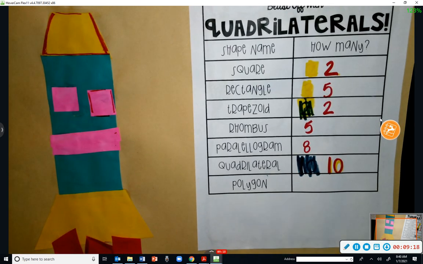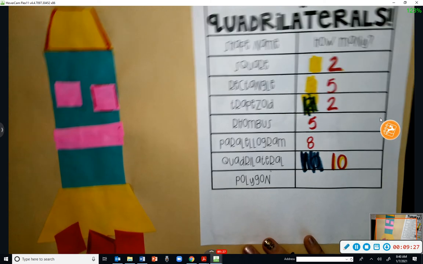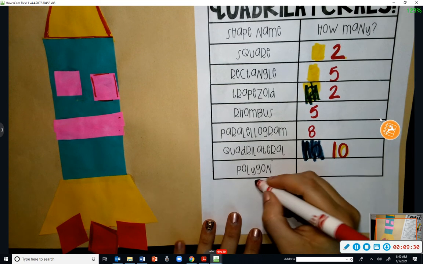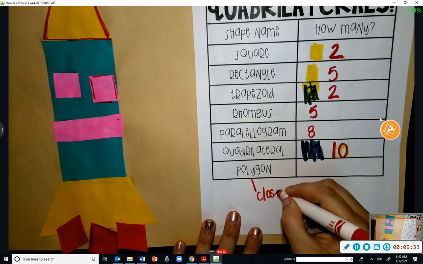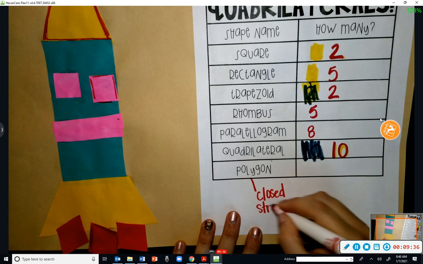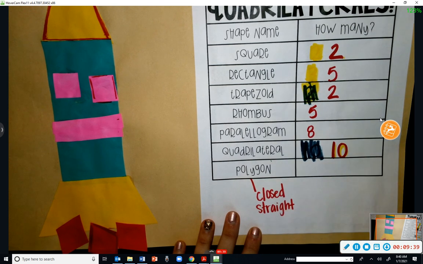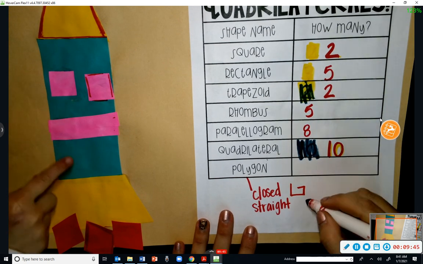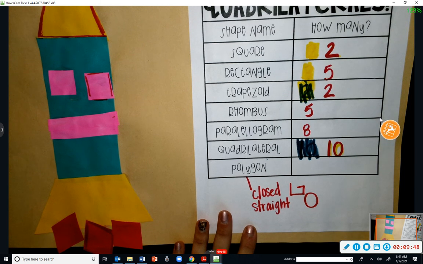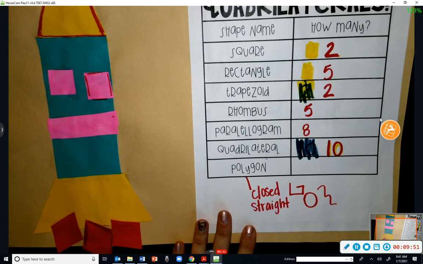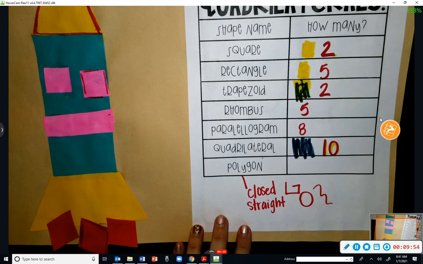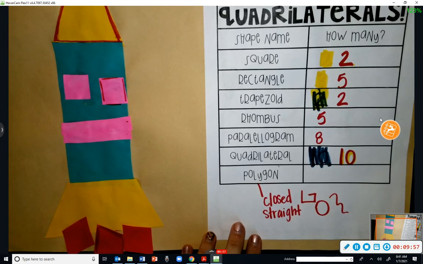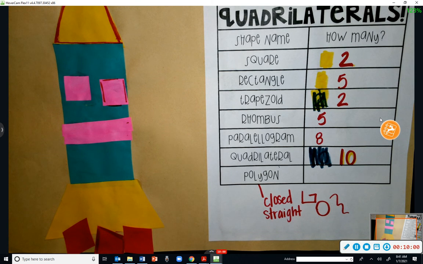What about polygon? Bryson, what is a polygon? A polygon is just any closed shape with straight sides. So it has to be closed. That means it can't be like this to be a polygon. It can't be a circle because it doesn't have straight sides. It can't be a squiggle because it's curved and it's not closed. So a polygon is basically any straight-sided shape.